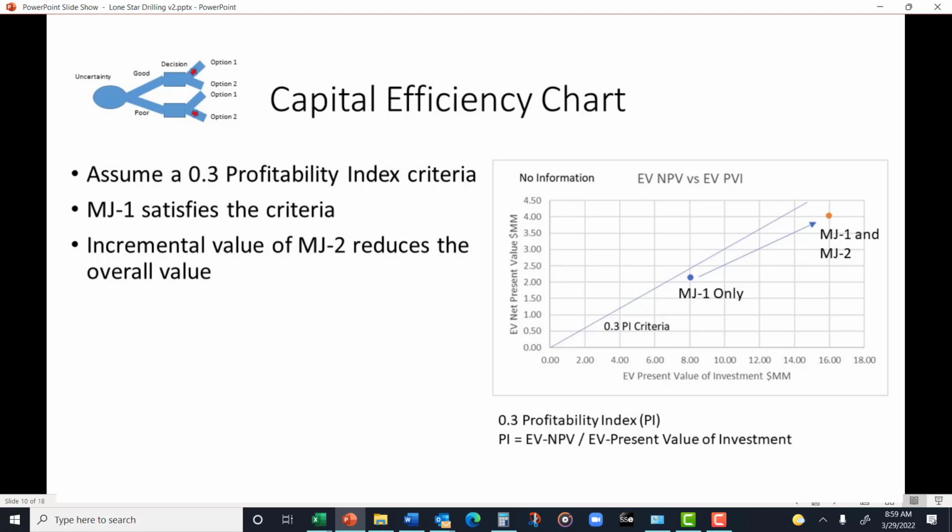And that reflects the probability of not developing MJ2. However, your risk preferences for MJ2 might be different than 0.3. It could be 0.1. And if this slope were to lower to 0.2, that means it would go through this point, through here, and then I think we'd find out that MJ2 was profitable. So getting the right hurdle rate is important.